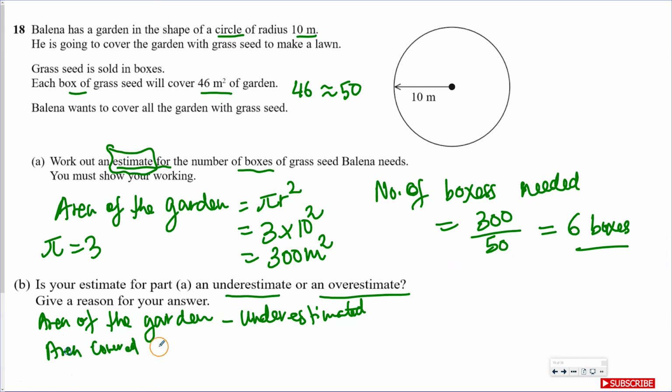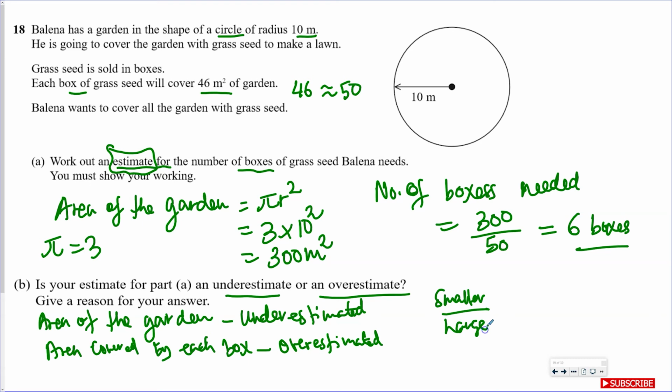So for the area covered by each box, what did we do there? Well, we had 46, and then we made it 50, so we overestimated. So how do you conclude then? Well, we used the smaller amount on top: smaller divided by larger. What would you get? You will get small. So therefore, it was an underestimate.